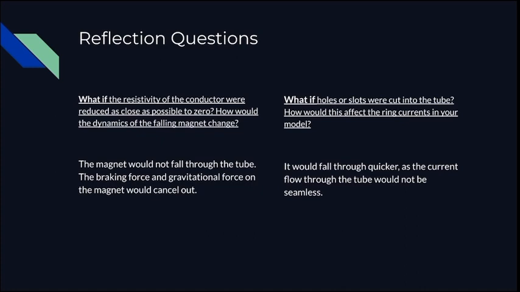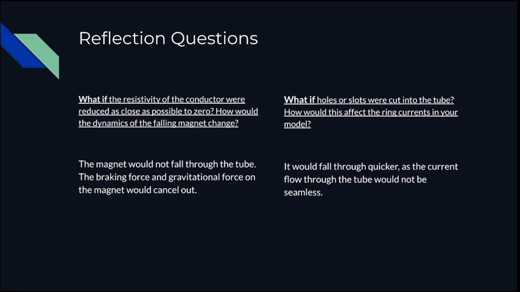And basically, the magnet would not fall through the tube. The braking force and gravitational force on the magnet would cancel each other out. And so the magnet, theoretically, would just sit and stand still. If it were really close to 0 but not 0, it would eventually maybe fall through. Because as we talked in the beginning of the lab, the magnetic force is just going to be the force of gravity, 9.81 meters per second squared, times the mass of the magnet.